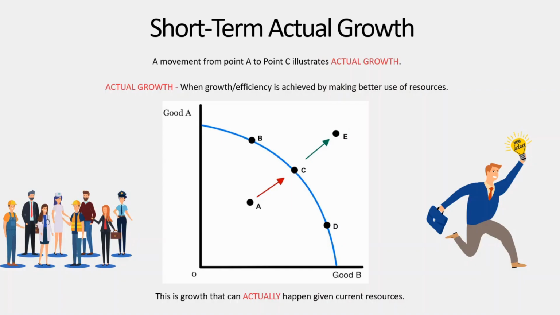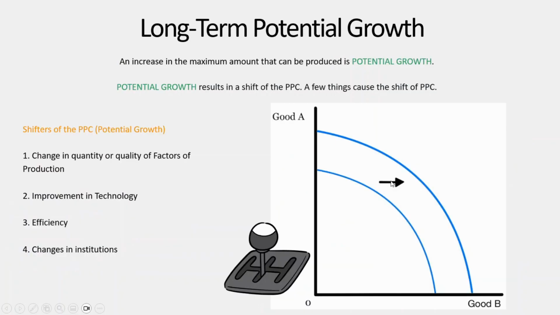When we talk about economic growth, we could talk about short-term economic growth. This is just a movement when there's a recession and getting back to full employment, from point A to point C on this PPC graph right here. This would be actual growth or short-term growth.